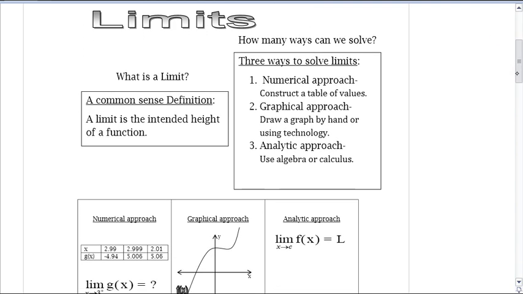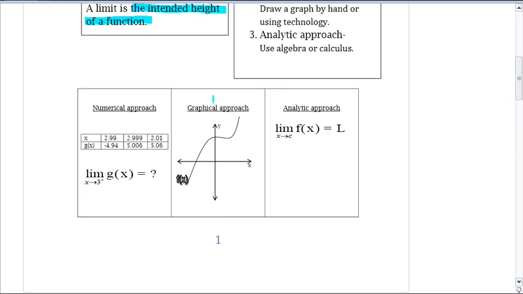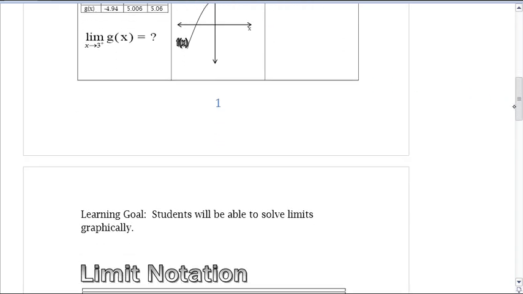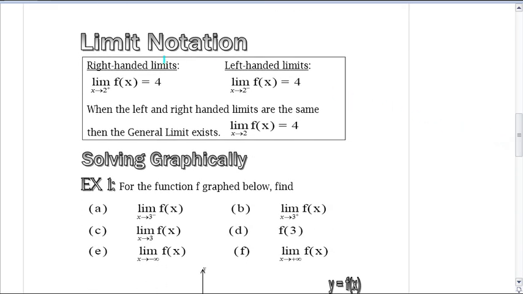Remember, I'm trying to drill this into you, that all a limit is, is the intended height of the function, even though we might never reach it, we'll get awfully close. And we are doing the graphical approach in this video, my personal favorite. So let's revisit what a left-hand and a right-hand limit looks like.